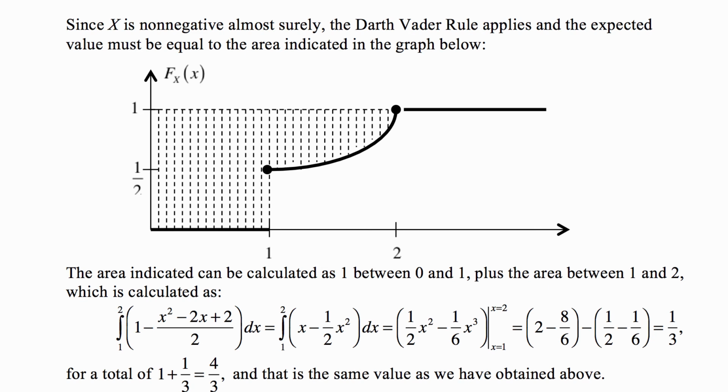And the area indicated can be calculated as 1 between 0 and 1, plus the area between 1 and 2, which is calculated as the integral from 1 to 2 of 1 minus (x squared minus 2x plus 2) over 2. So it's the integral from 1 to 2 of x minus 1/2 x squared dx, which is 1/2 x squared minus 1/6 x cubed evaluated from 1 to 2. That's 2 minus 8 over 6 minus 1/2 minus 1/6, and it comes out to be 1/3. So if you add it to 1, you get 4/3, and that's the same value as we have obtained above for the expected value. The question is about the variance, so we're not done yet here.